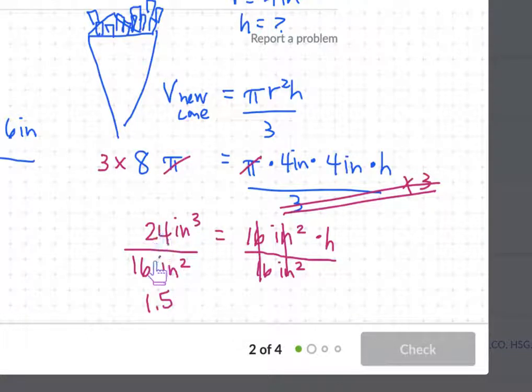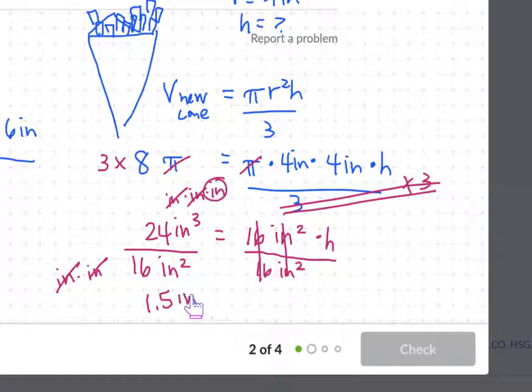And then I have 3 inches on top here, and then I have 2 inches on the bottom here. 1 inch cancels out with the other inch. This inch cancels out with the other inch. So I only have 1 inch left. And then on this side I have height. So the height equals 1.5 inches.